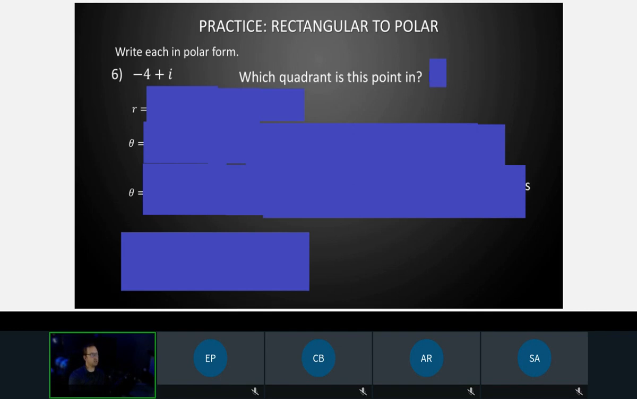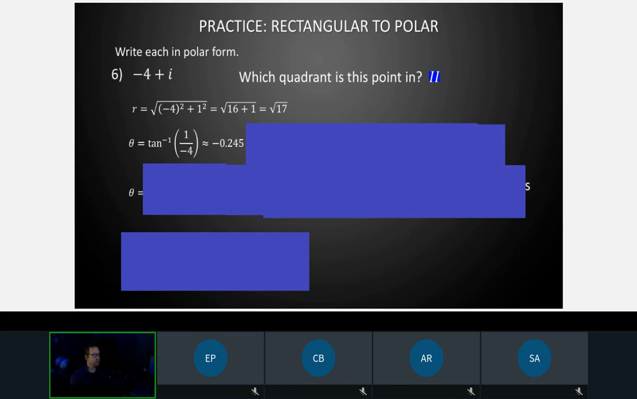Number 6 is very similar. We'll just go through this pretty quick. We're in quadrant 2 at points. We do the math to find the R value, which is rad 17. We do the inverse tan of B over A. So inverse tan of negative 1/4 is negative 0.245. And this is in quadrant number 4.